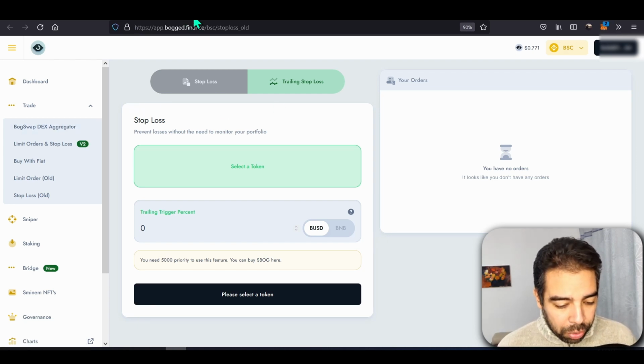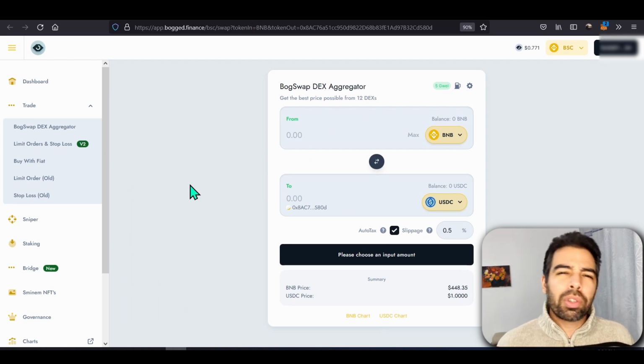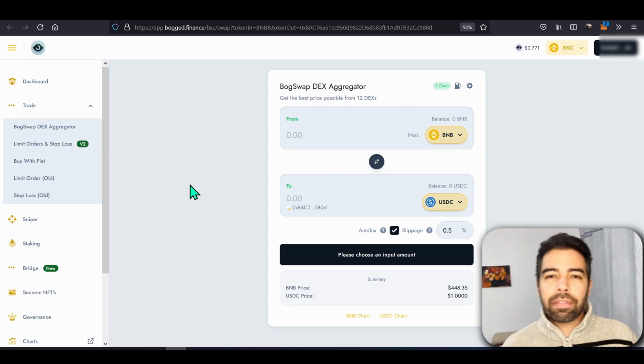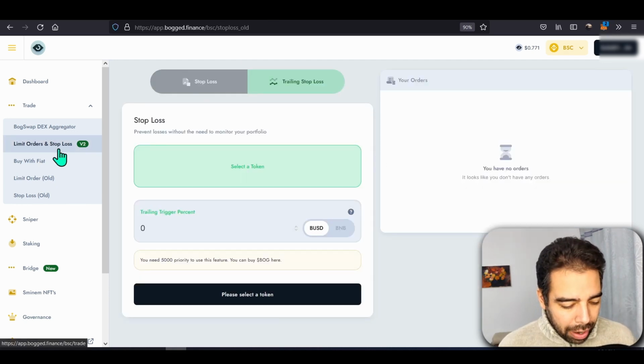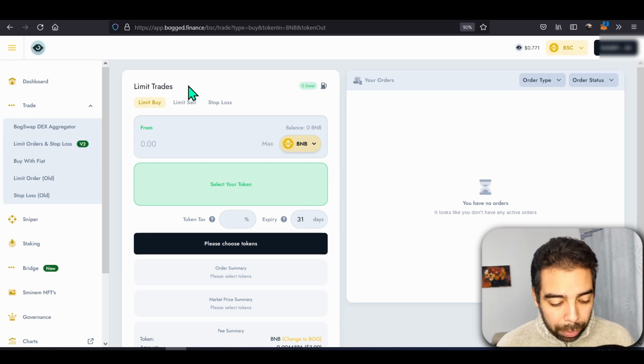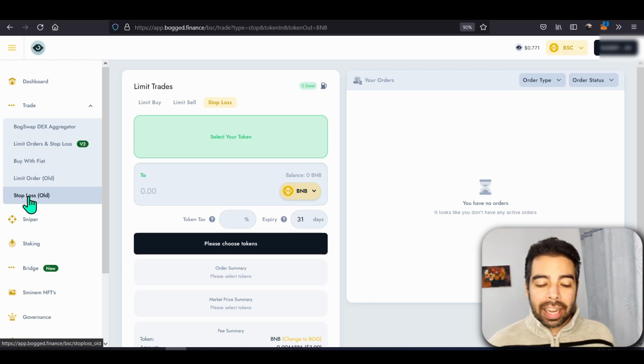As a summary, or most important for me, are the DEX aggregator features, which are very cool, but you can find them already on 1inch. You can find them on DEX tools, but the ones I don't find anywhere are the limit stop losses, okay? And the trailing stop that is here. I don't find it anywhere.